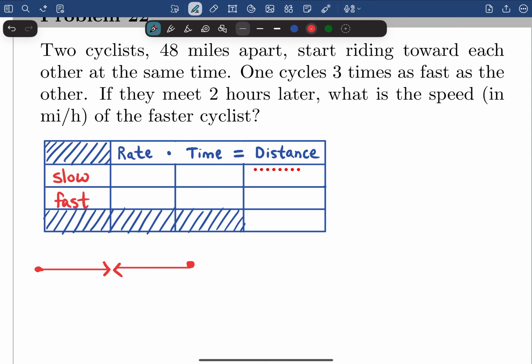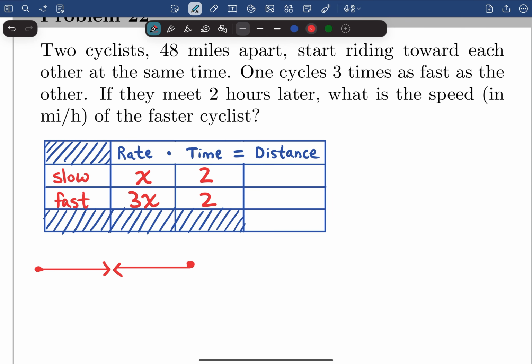One cycles 3 times as fast as the other. So talking about the rates, well, I don't know their speed, but I know that if I call the slow one x, the fast one is going 3 times as fast as the slow cyclist. If they meet 2 hours later, oh, they just told me the time t. So I can write 2 for the amount of time. They're traveling for 2 hours. What is the speed of the faster cyclist?